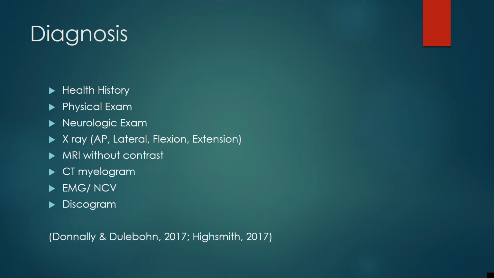If warranted by the x-rays and the physical exam, then further testing can be done with the MRI without contrast. A CT myelogram can show the signals going through the spinal cord. The EMG, or nerve conduction velocities, also show nerve conduction, and the discogram, which is also another contrast study.